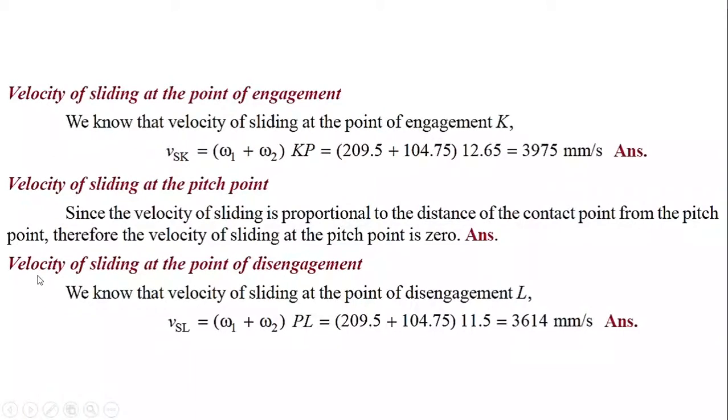Now next, the velocity of sliding at the point of disengagement L. Here the distance is PL. So VSL equal to omega 1 plus omega 2 into PL. Apply the value of PL, the length of path of recess, and we will get the sliding velocity at disengagement as 3614 millimeters per second.